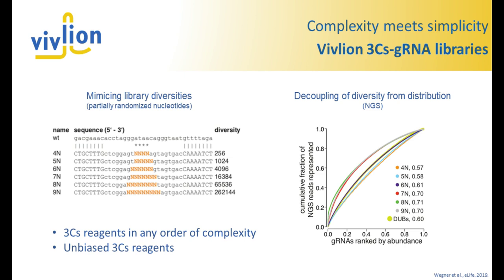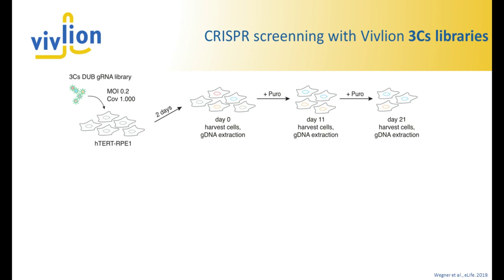So from this slide, I would like to conclude that the 3CS, so we call it 3CS because what we do with this technology is generate covalently closed circular synthesized libraries, and we can do this in any order of complexity, and that these reagents are unbiased. Then we went on and took the stub library that I just mentioned, and we generated lentiviral particles of it, and performed a dropout screen with these particles, and the scheme of how we did it is shown here. We applied an MOI of 0.2 and an experimental coverage of 1000.